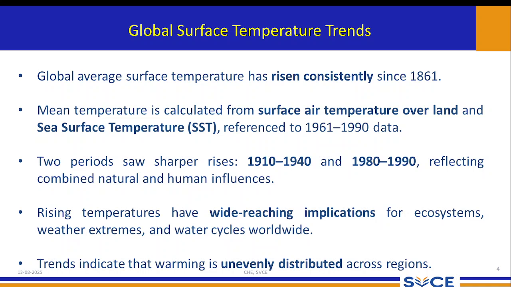Rising temperatures have wide-reaching implications for ecosystems, weather systems, and water cycles worldwide. Trends indicate that warming is unevenly distributed across regions. As I told you, the temperature has increased by 1.8 degrees Celsius around the globe, but this 1.8 degrees Celsius is not common everywhere. Some places only show a 0.5 degrees Celsius increase. In some regions it has been found to be 3 to 4 degrees Celsius. On average, it is found to be 1.8 degrees Celsius increase in temperature.